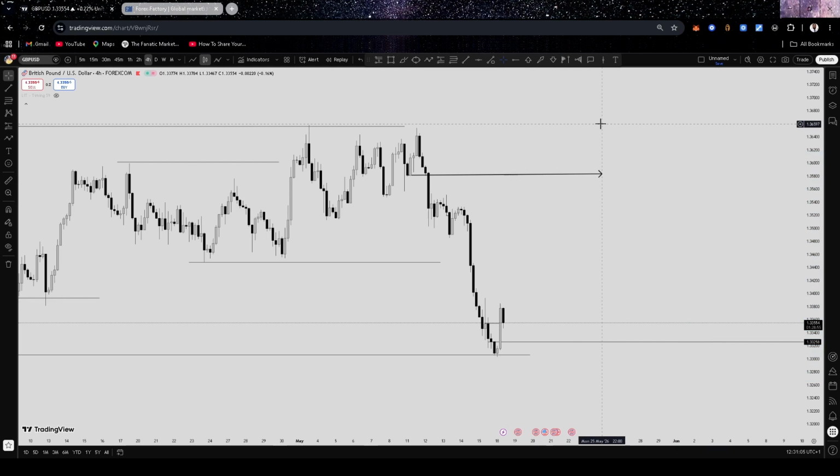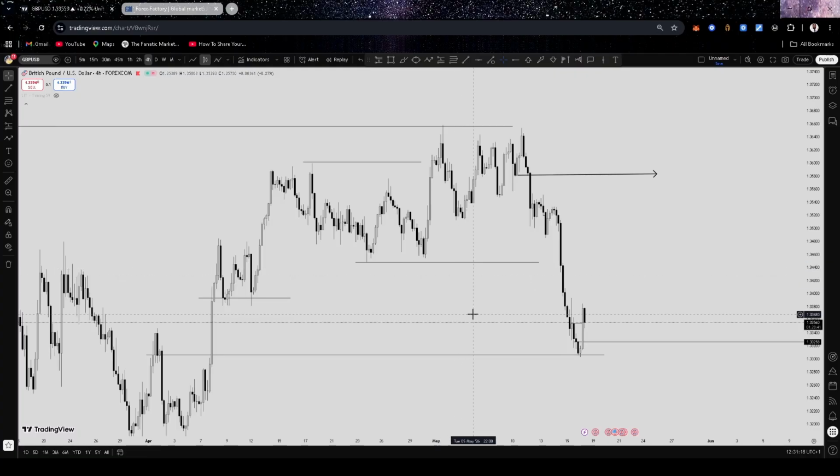Okay, so please, this is what I'm expecting, and please, this is not financial advice. Do your own research before you take action. I am analyzing this using my own strategy, the way I understand the market.